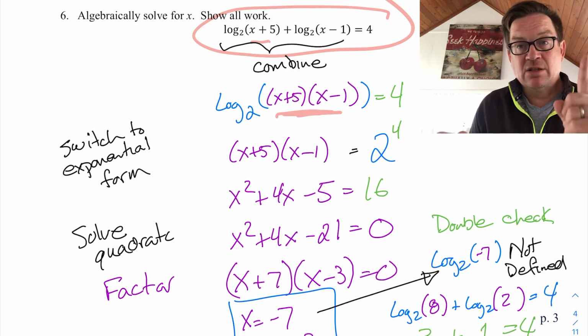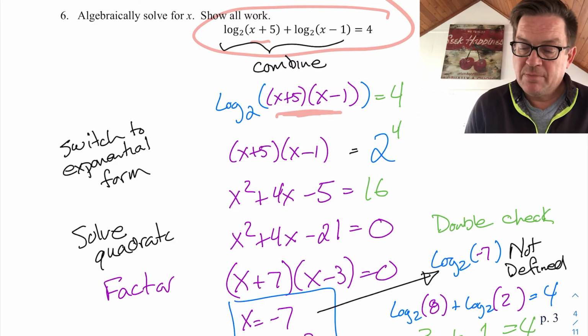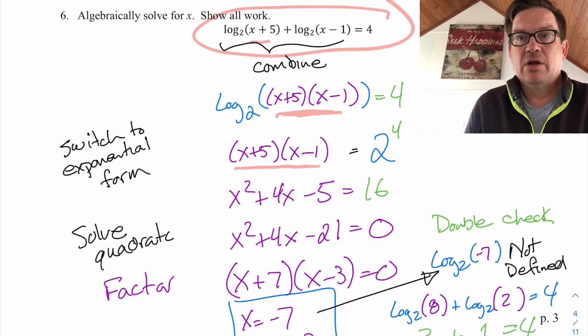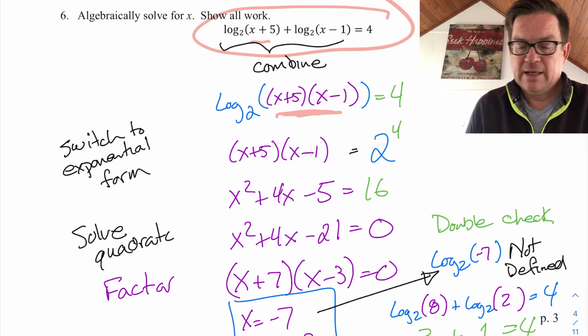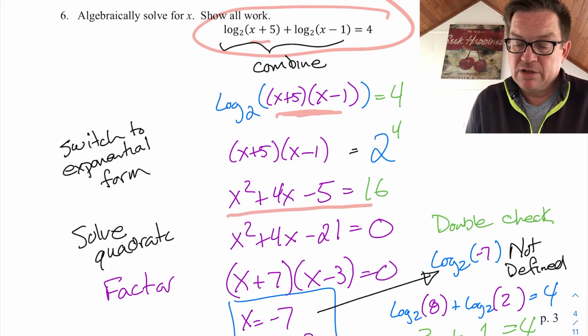And now I have a single logarithm, so I'm able to change to the exponential form, and the base is 2. So I get 2 to the 4th on the right-hand side, and I just get x plus 5 times x minus 1 on the left. So now I just have to solve that quadratic. 2 to the 4th is just 16, so I don't have any exponentials anymore. I just have 16, and I have to solve this.